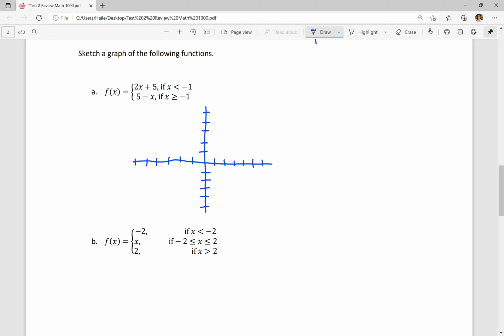So for the line 2x plus 5, the first thing we need to do is graph the y-intercept, which would be +5. So we'll put a dot at +5. And then our slope is 2. So we're just going to count a slope of 2. We'll go down 2 and over 1, down 2 and over 1. And so our first line would look something like this.